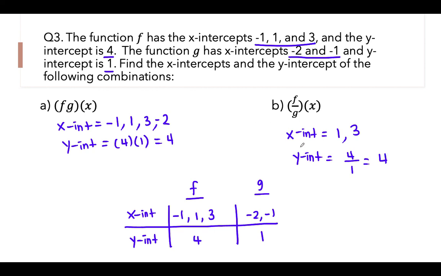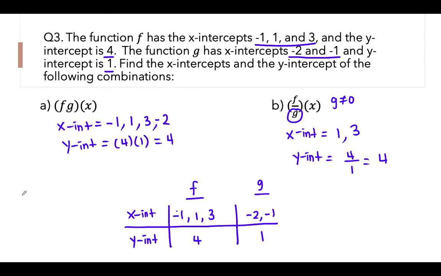Now keep in mind, how do I find the x-intercept? We don't want the denominator to be equal to 0. If you look at the x-intercepts for g, they are -2 and -1, so we don't want the x-intercept to equal -2 or -1. The only possibilities for x-intercept are 1 and 3, because -1 repeats itself in g, and it's going to give me undefined. So the x-intercepts are 1 and 3 only. But for the y-intercept, all you need to do is just carry out the operations of the combination function.